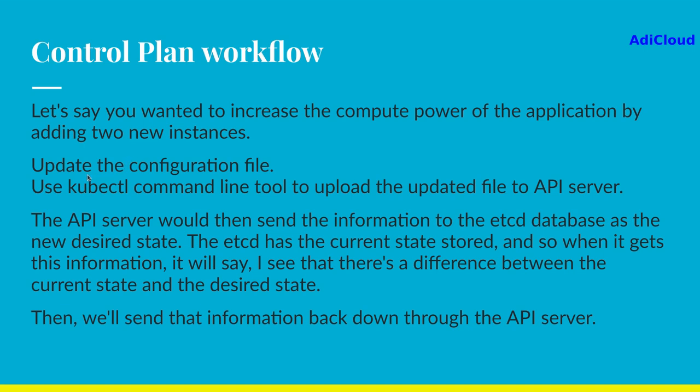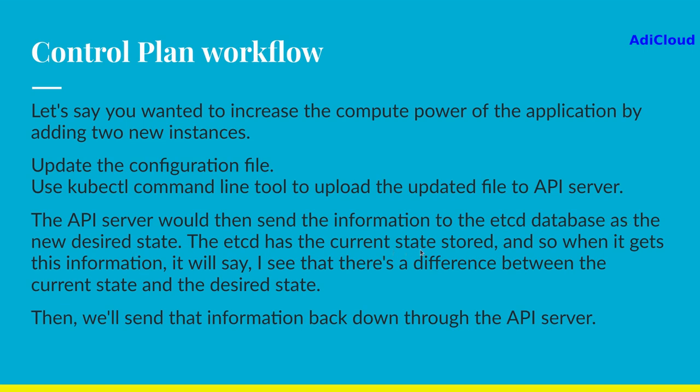So what I will do, I will just update the configuration file. We will discuss how you can update your configuration file. Then you will use the kubectl command line tool to upload the updated file to the API server. The API server then sends this information to the etcd database as the new desired state.